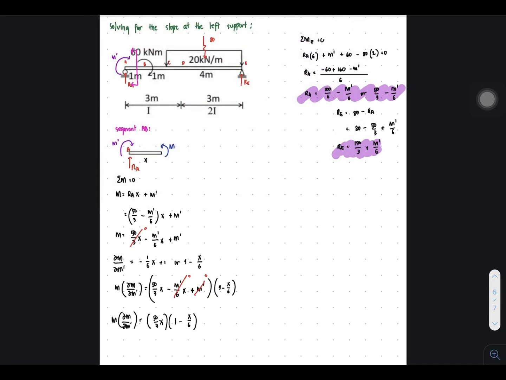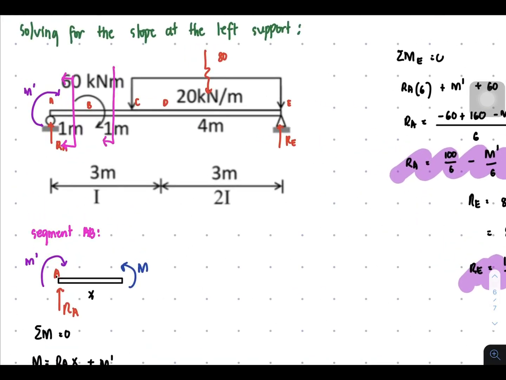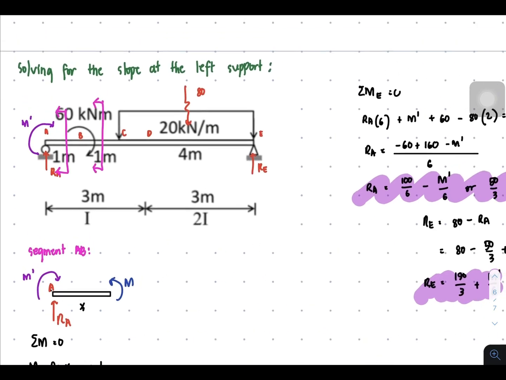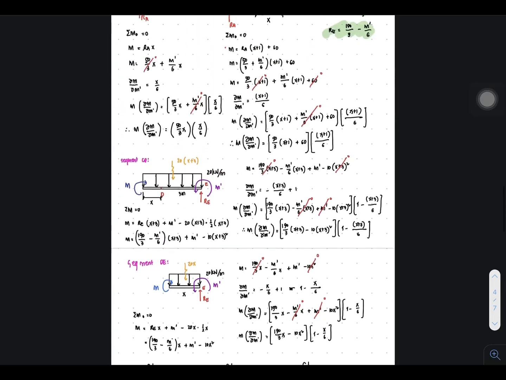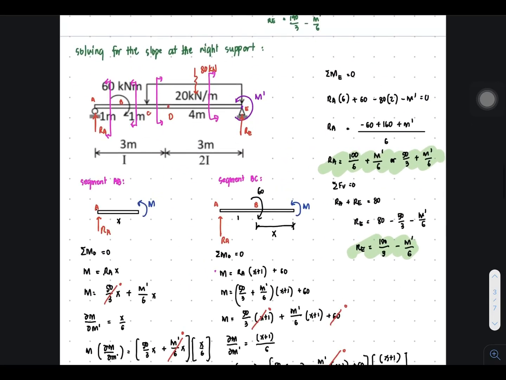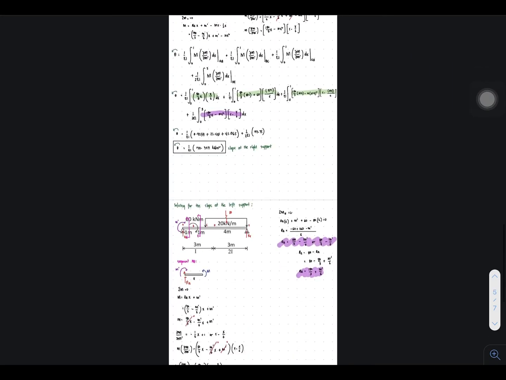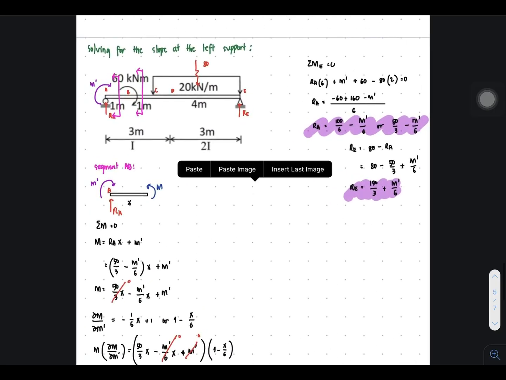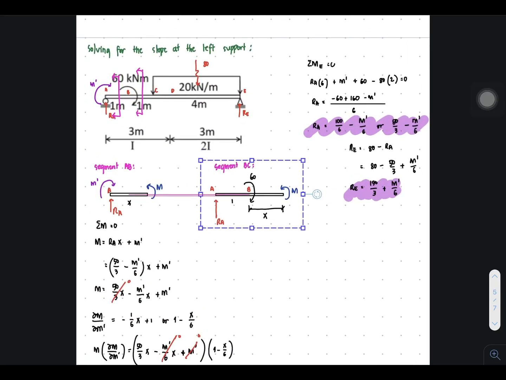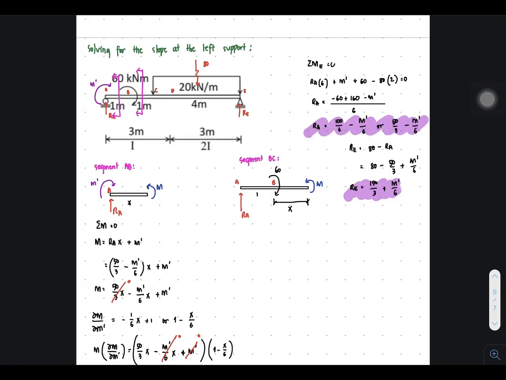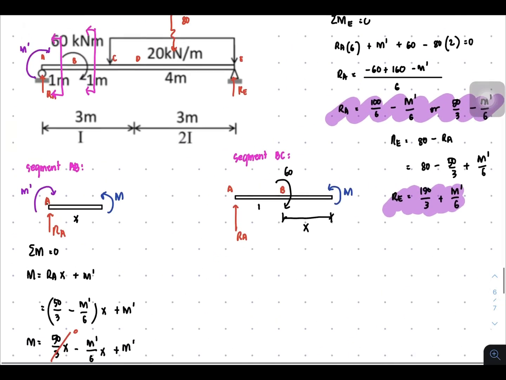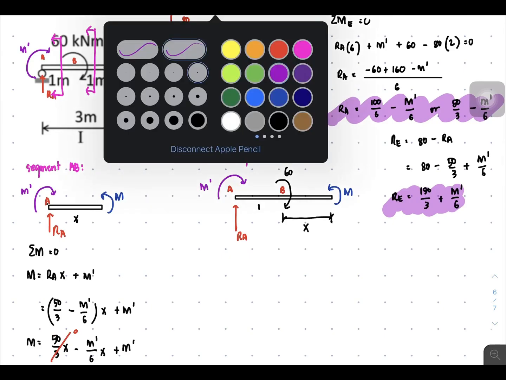So the same, we will be cutting the segment BC here and considering the left section or segment. And for that, let us just borrow the segment BC from the previous BC here. This is the segment BC. And let's paste it here. So this is for BC. And of course, do not forget that at point A there is m prime.